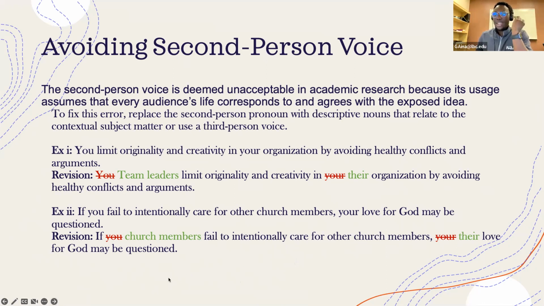So basically, the whole point here is just try to avoid the words you and your when you are writing a research paper. Just use a noun that contextually applies to your essay. Use a noun to represent the word you, and then you can also use a third person pronoun to represent your. Like how we did here, I said, if church members fail to intentionally care for other church members, I canceled your, and then I said their love, that's third person. Their love for God may be questioned, right? Sounds good.